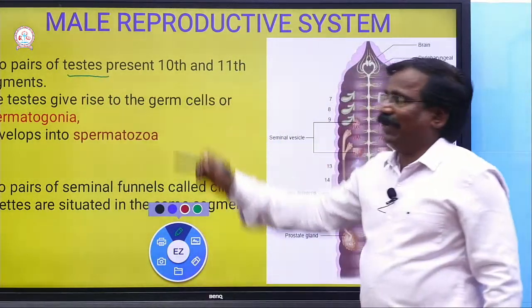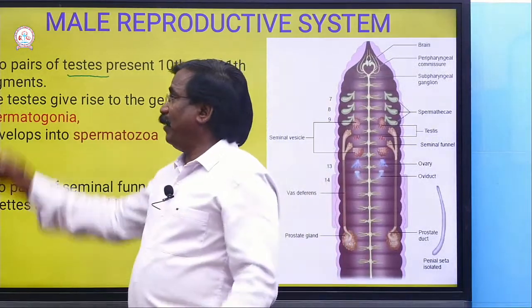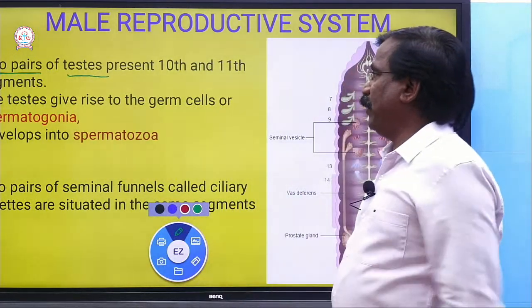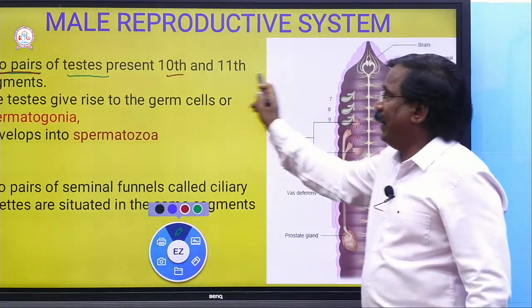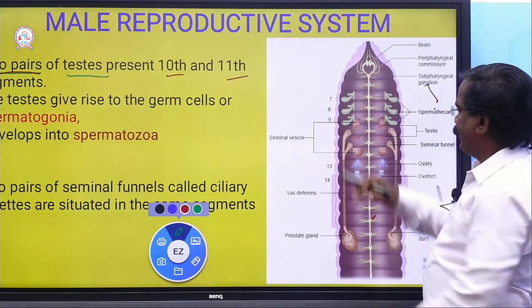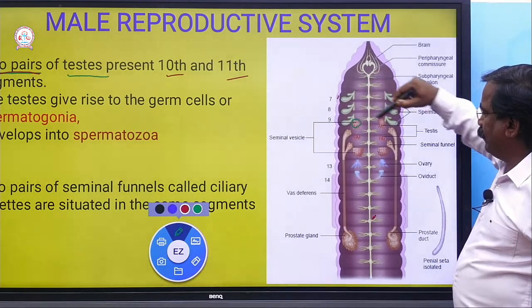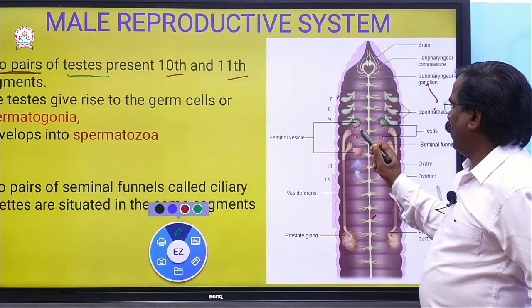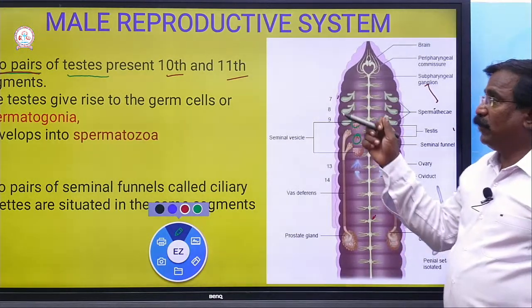Where are they located? In the 10th and 11th segments, two pairs. In advanced humans we possess only a pair, but here two pairs of testes are located in segments 10 and 11. See the diagram, all of you. Segments 8, 9, 10. The 10th segment has one pair, and the 11th segment has another pair.